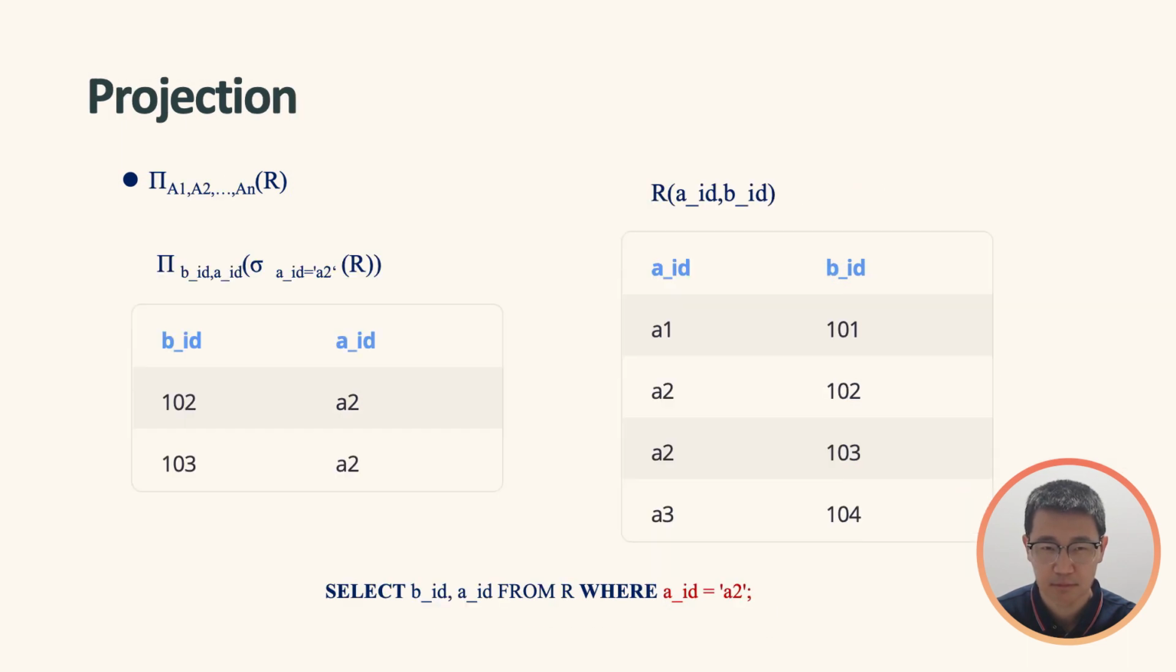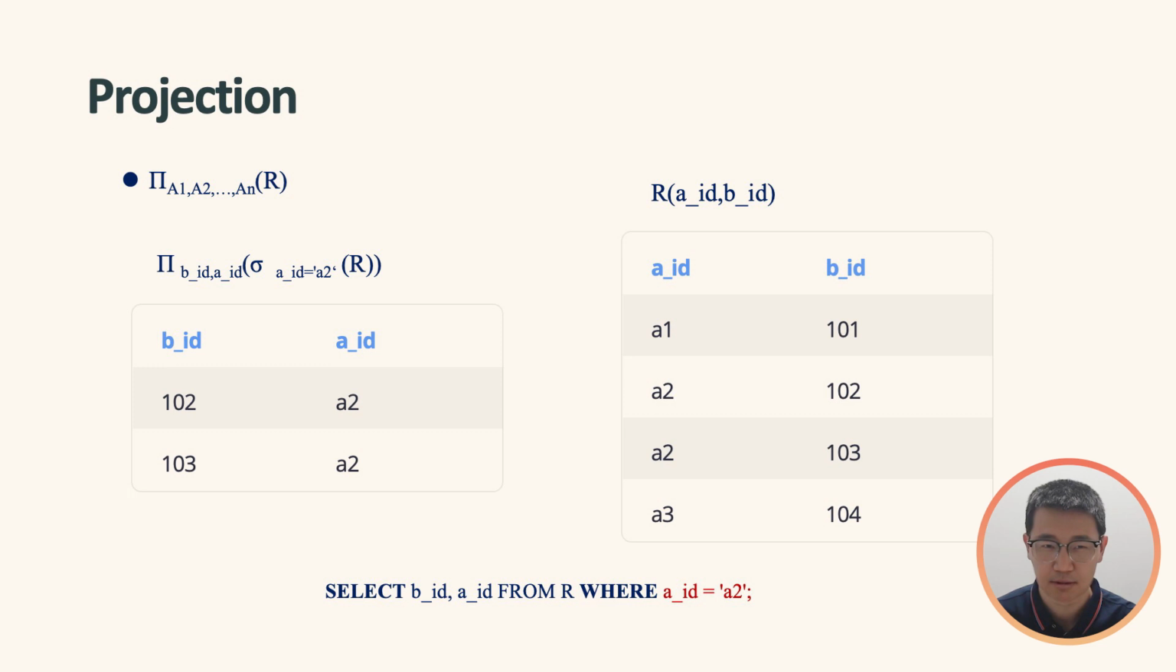Typically, we denote projection as a pi. It essentially takes a relation as input and outputs tuples that only contain specific attributes. This means that instead of using select star, which selects all attributes, projection mirrors the functionality of select, but it strictly outputs tuples that include only the specified attributes.